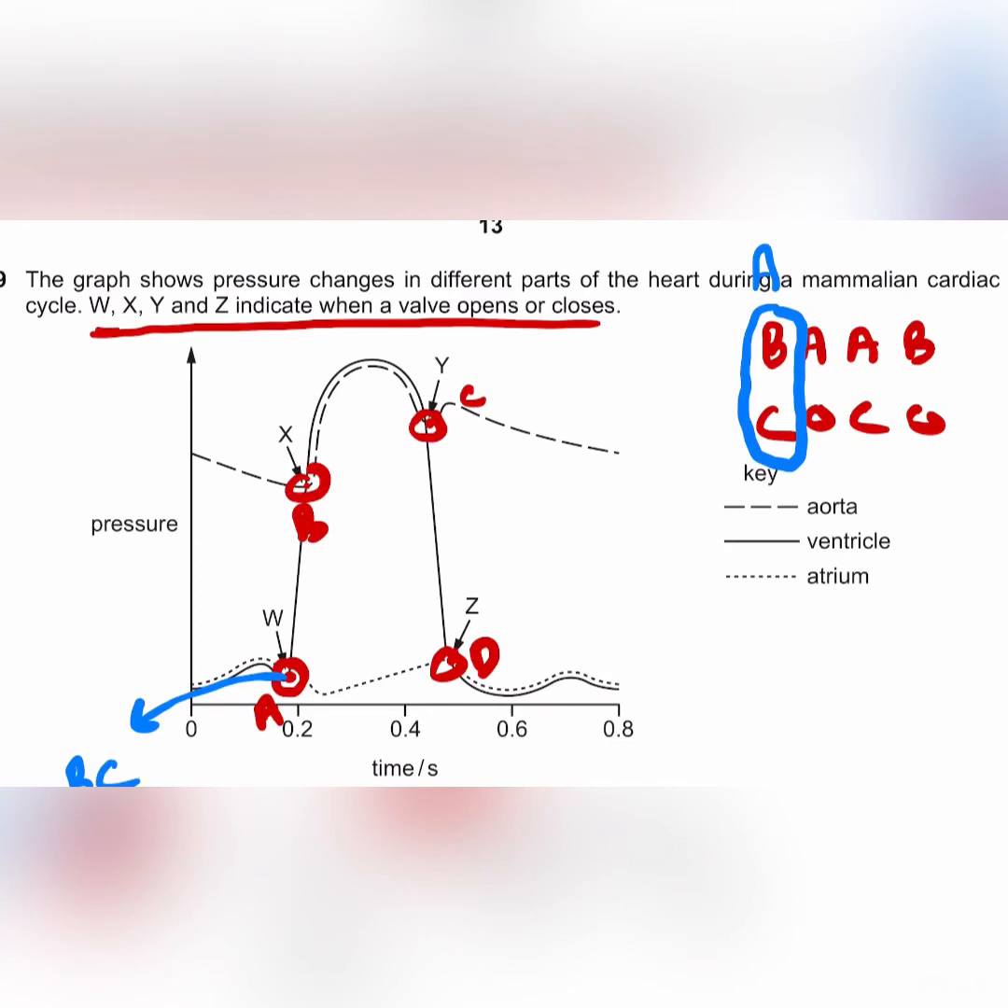Bicuspid valve closes, or we can say atrioventricular valve closes, because bicuspid valve is also known as atrioventricular valve. Okay, for X, which is B point, you can say aortic valve opens. Aortic valve is also known as semilunar valve.